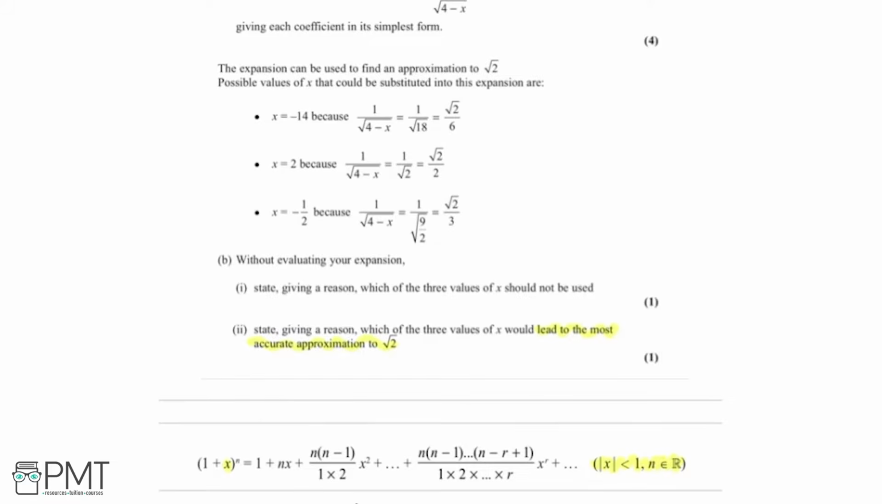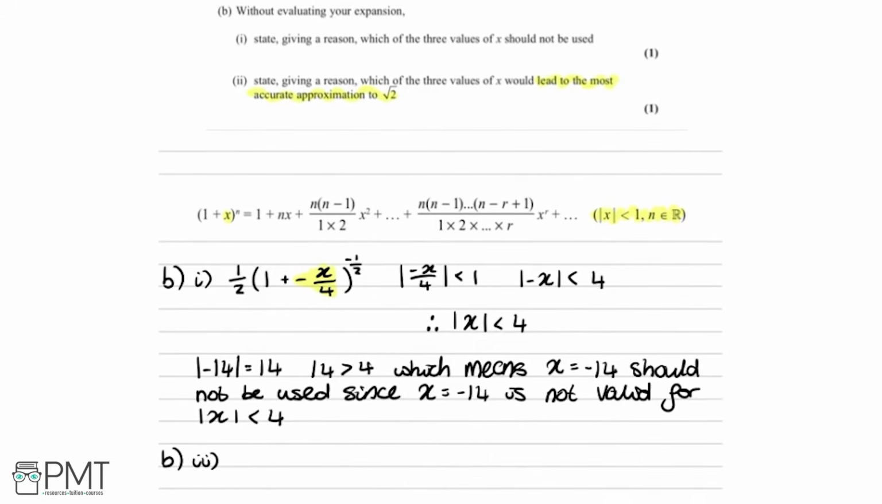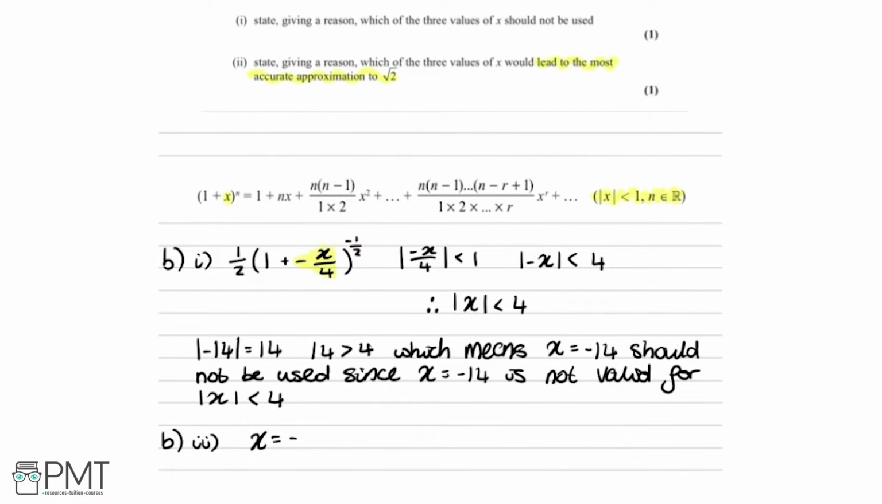See here that we've already ruled out x equals negative 14, because in B part 1 we said that that's not valid. Looking at the other two options, x equals 2 and x equals minus a half, x equals minus a half is closer to 0 than x equals 2. So x equals minus a half will be the appropriate choice. Writing that out formally, x equals minus a half is our choice because it's closest to 0.